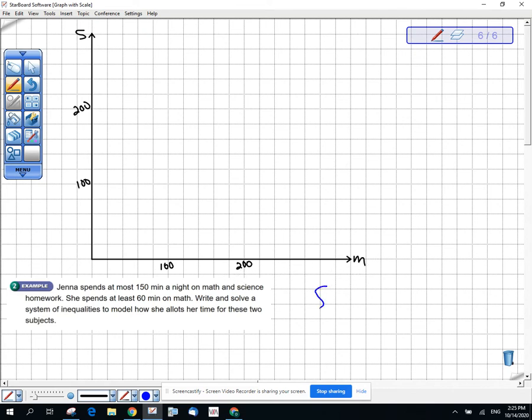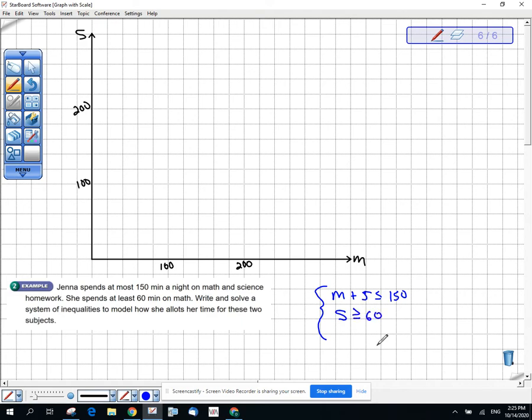Okay, so the system of inequalities would look like this. m plus s is less than or equal to 150. You see, because that example just said that she spends at most 150 minutes. At most meaning she could spend less than that, but she's not going to spend more than 150 minutes on math and science homework. She spends at least 60 minutes on math. I like that. So that would be s is greater than or equal to 60.